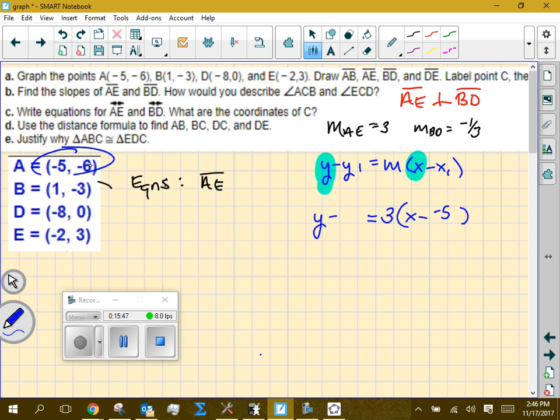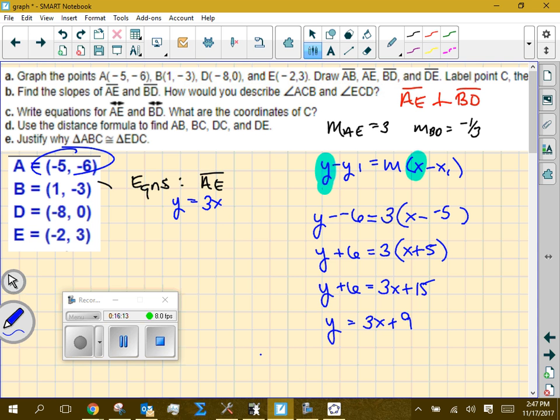Y1 is this negative 6. Make sure you pay attention to your signs. Minus and negative is positive, right? So I change those. Now I'm going to solve for y. So I distribute my 3, I get 3x plus 15. Subtract my 6. I get 3x plus 9. And there's the equation, y equals 3x plus 9, that we need for AE.